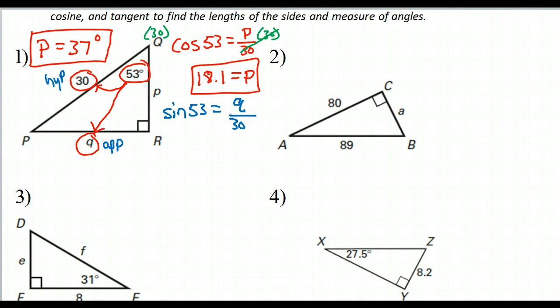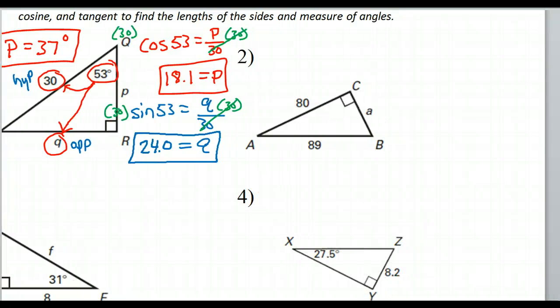But, you know, same basic concept. Multiply by 30 on both sides. So those are going to cancel out. So that's going to give me that Q equals, and in my calculator I just do 30 sine 53. So that's 24.0. Alright, so those are the three things. And it'll always be three things when you're solving a triangle like this.